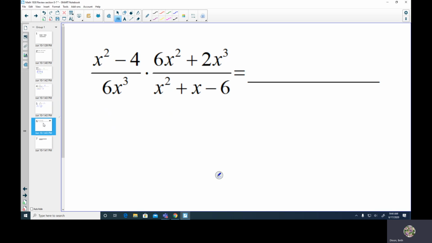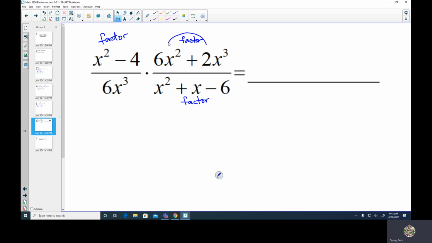It cannot reduce. I cannot come over here and divide the 6x to the third and the 6x squared, because the 6x squared is joined. So I need to factor this. I need to factor the x squared minus 4. I need to factor the x squared plus x minus 6.